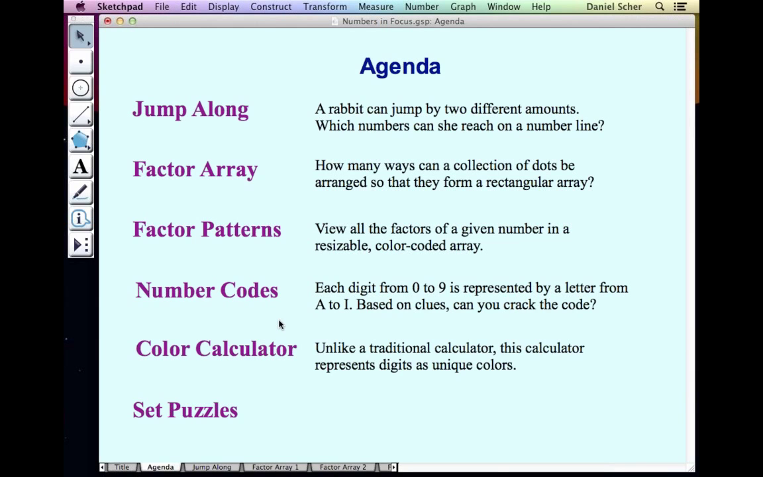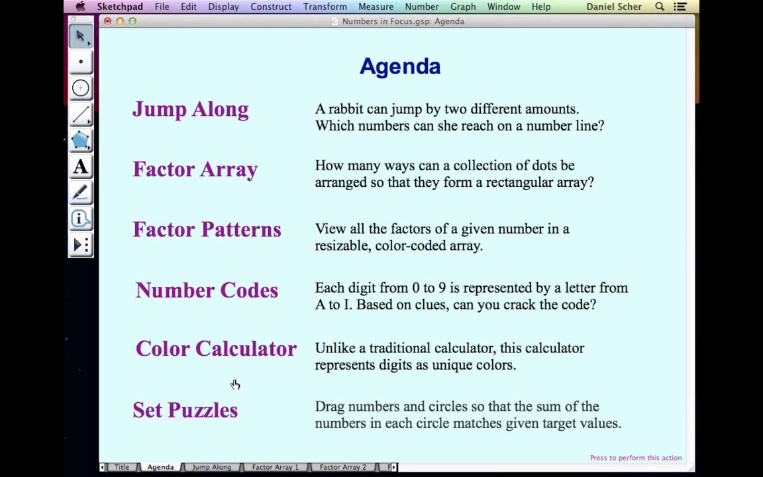So let's get started. And we'll start with Jump Along. So here we have this cute bunny on a number line, and the bunny is starting at 0. And we have a jump by that's equal to 1. Well, let's see what happens if we have the bunny jump by pressing this red button. And let's press it a few more times.